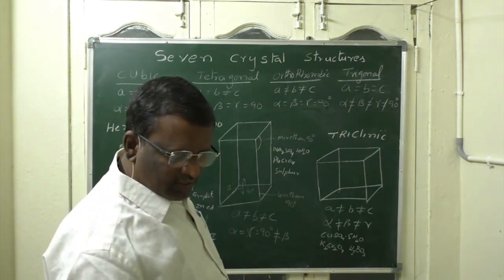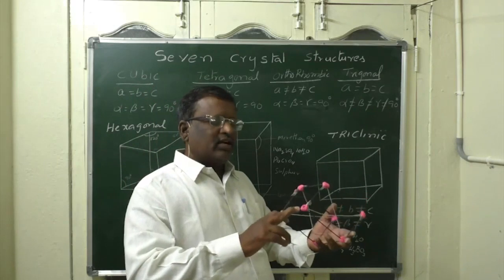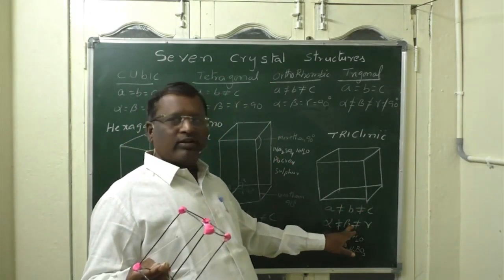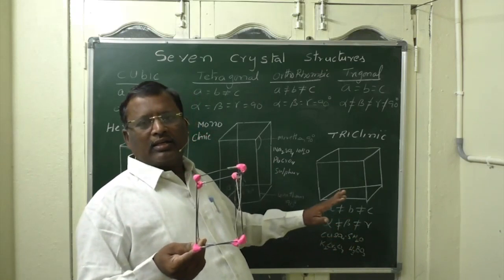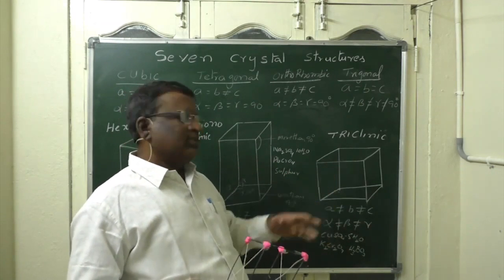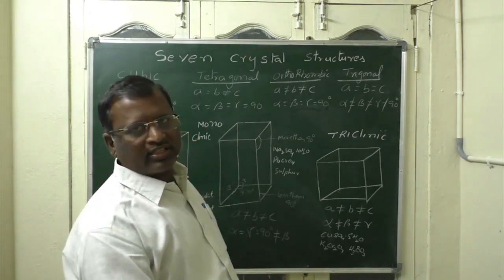And fourth one is triclinic. Here A is not equal to B is not equal to C, and alpha is not equal to beta is not equal to gamma. The sides are not equal and angles are also not equal, that is triclinic. So, these are the four structures.